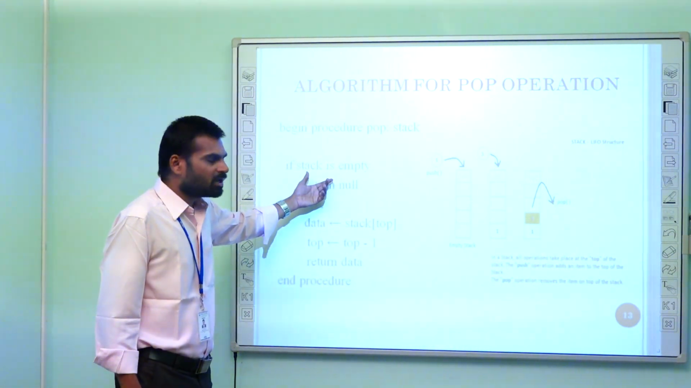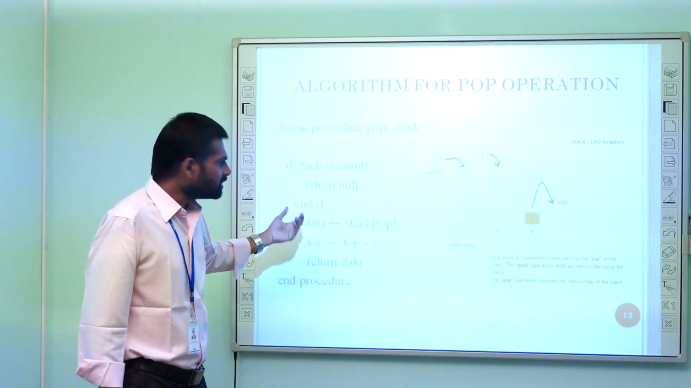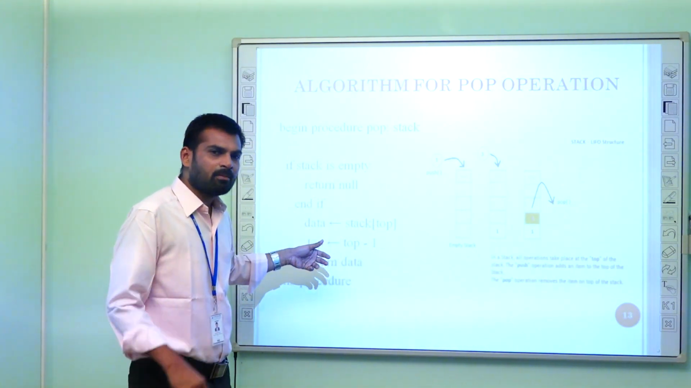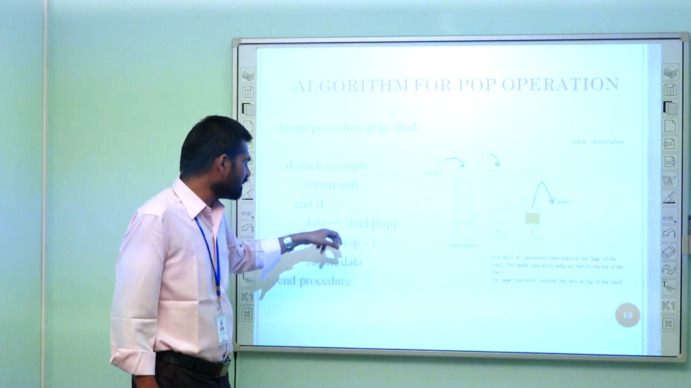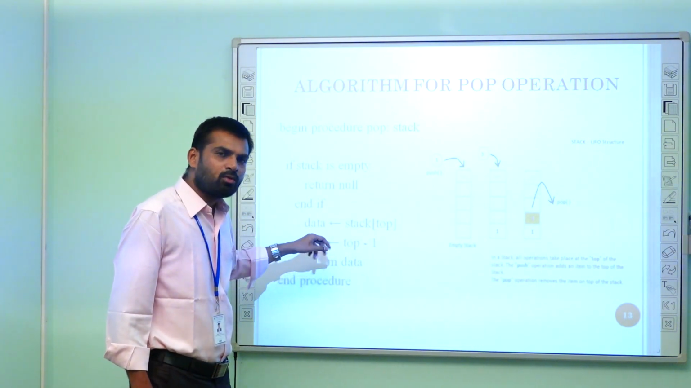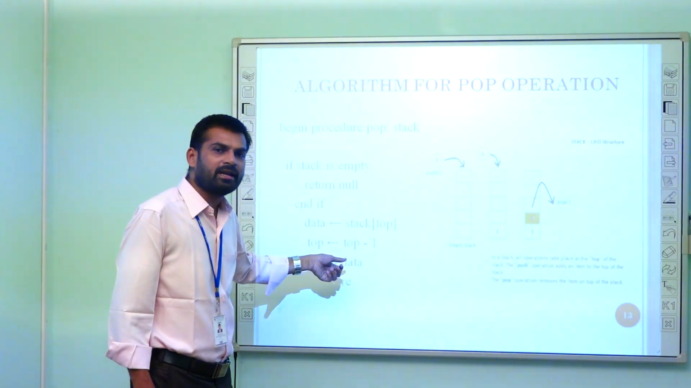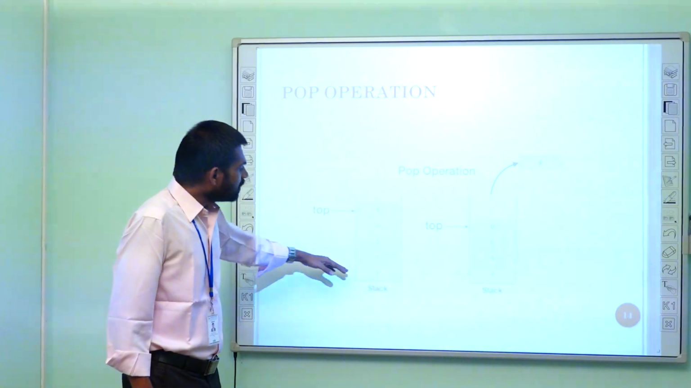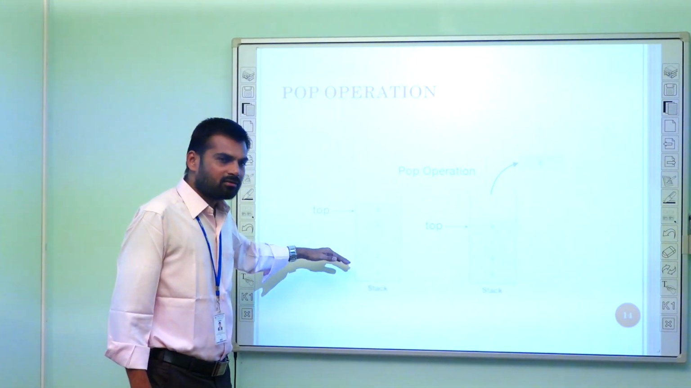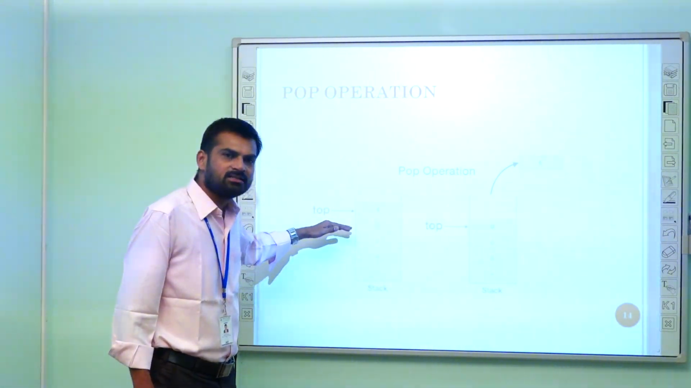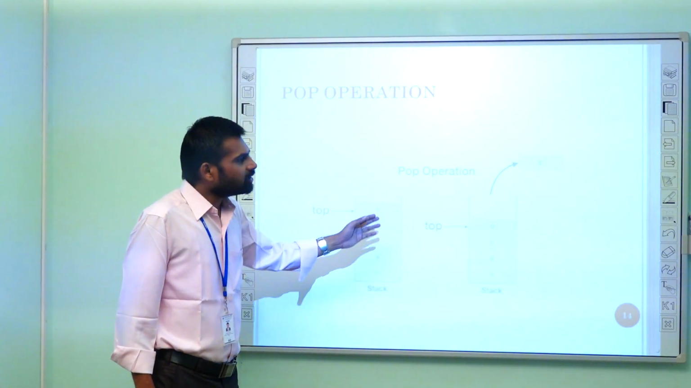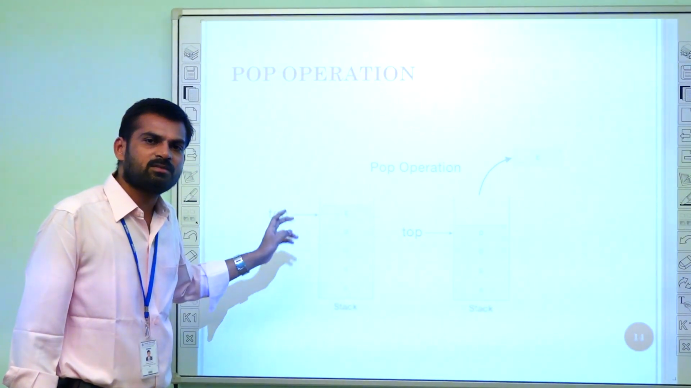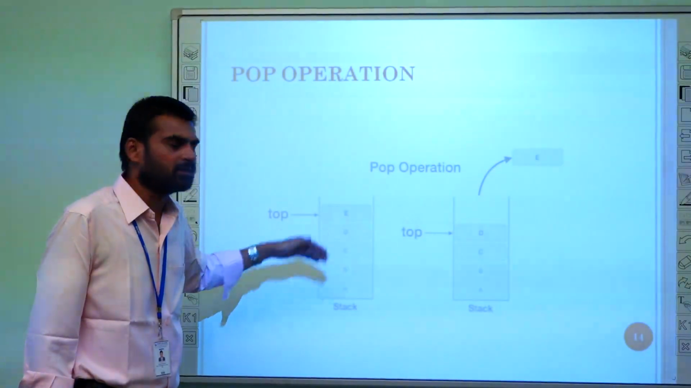If the stack is empty, we can't delete any element, so it returns null. If the stack contains an element, that is, the top of the stack contains data, we can remove an element with top equals top minus 1. These are the pop operations. We can add some items, that is A, B, C, D, E, F, then we can remove the elements one by one from the top position. Both insertion and deletion take place at only one end, that is called the top end.